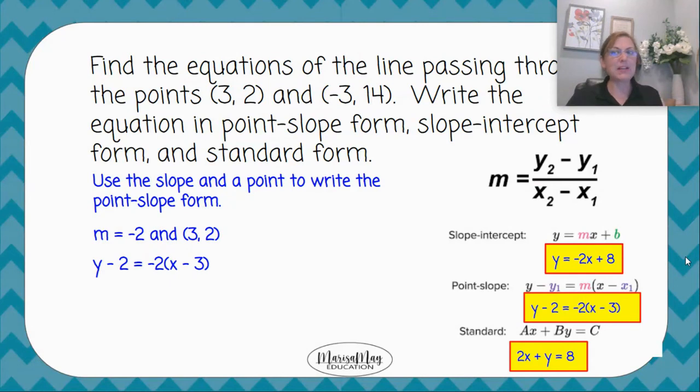Now, I don't want you to be confused. Each of these is the same line. Different equation, same line. And the reason being is because they just look different. If you'll notice, they all have a slope of negative 2. They all will pass through the points (3, 2) and (-3, 14). If we were to graph these three, they all would land in the same spot. It's just a different form of the equation.